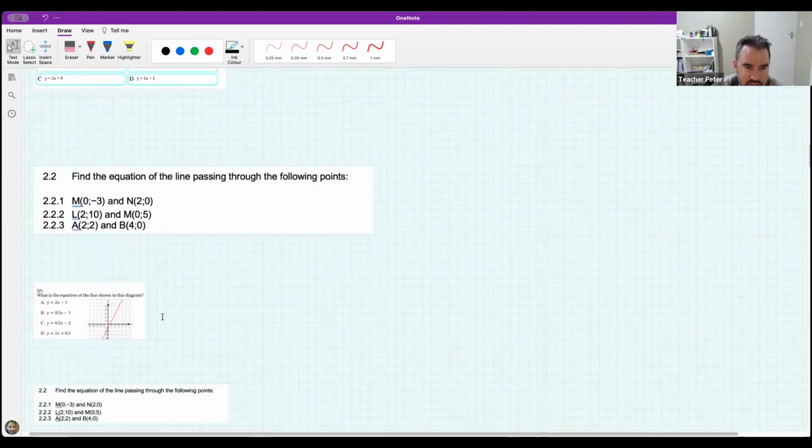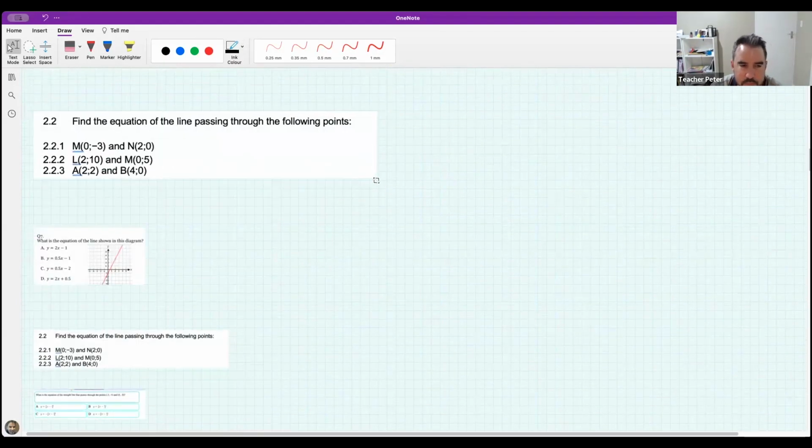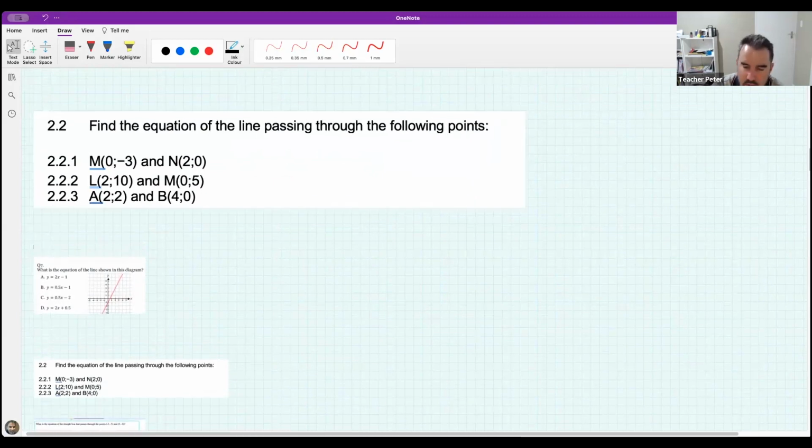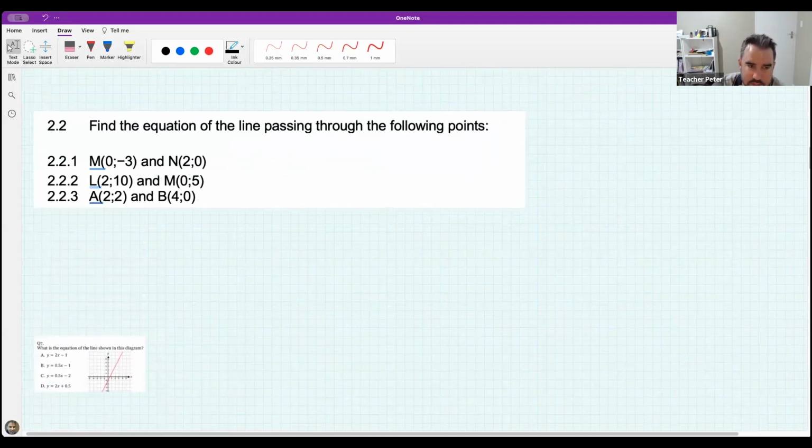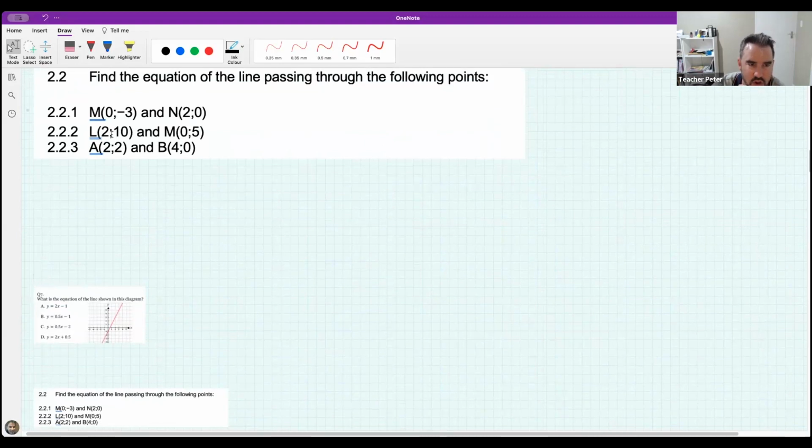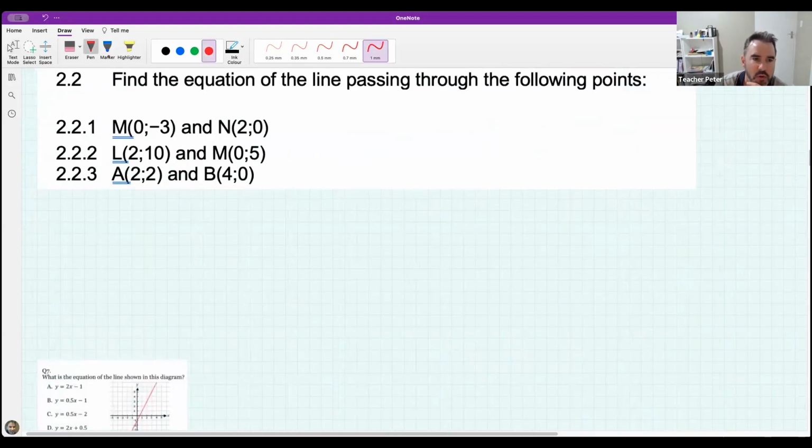Okay, let's do some of this here. I want you to find me the equation of the line going between A and B. So the one in yellow, I want you to find me the equation of the line between A and B. The one I've highlighted in yellow. So over to you, and then when you feel comfortable, you can put your answer in the chat.